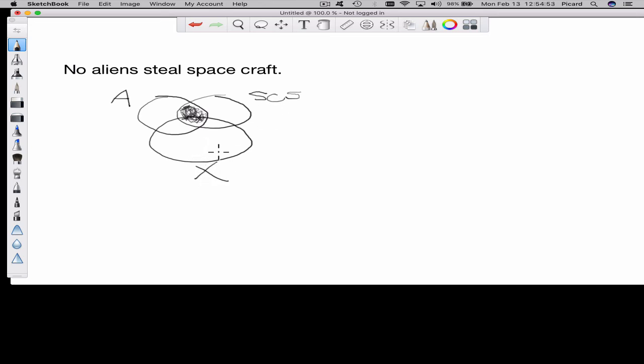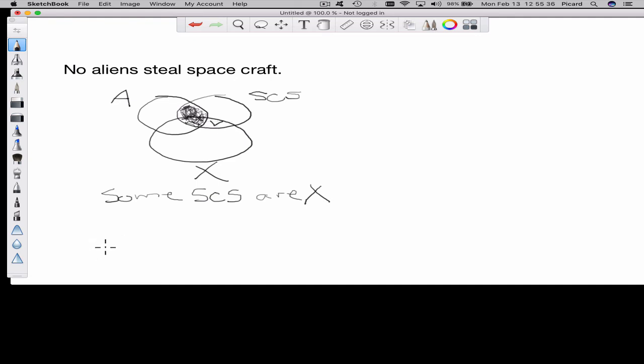X-rays. No X-ray, nobody who gets an X-ray is a spacecraft stealer or something like that. Right? Or if I were to say, even better, some spacecraft stealers are people who get X-rays, or creatures who get X-rays. There are some spacecraft stealers who get X-rays. Where does that have to go? We're only talking about those 2 circles, the SCS and the X. The A circle is already, this part's already filled in, right? So the spacecraft stealer that gets an X-ray has to be right here. That has to be where they are.